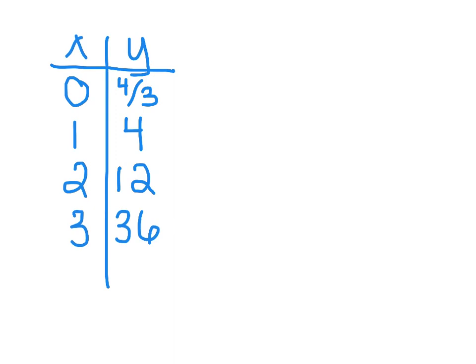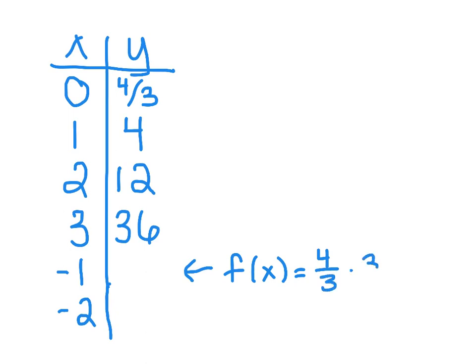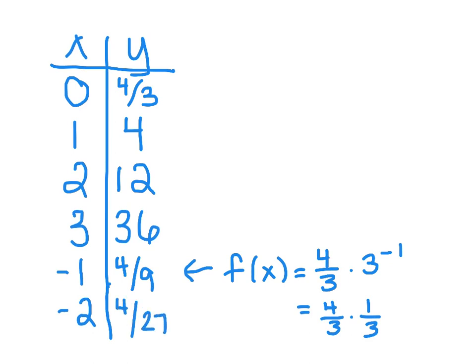So the thing about this also is that I can plug in negative numbers as well. And what's going to happen is when I plug in these negative numbers, the negative is going to be an exponent, and so it will flip my value into a fraction. So like on this -1 right here, what I'm doing is f of x equals 4/3 times 3 to the -1, which is 4/3 times 1/3. And so that gets me 4/9, which is a fraction. If I plug in a -2, I think I could get 4/27. I could have done that incorrectly, but perhaps you should verify that I did that.